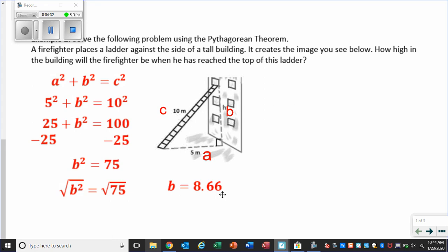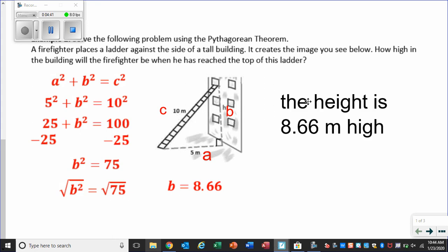So to answer the question, how high in the building will the firefighter be when he reaches the top of the building? I should have written, he will be 8.66 meters high, or the height is 8.66 meters high. So we know that's what answers the question asked, and I used the units that they provided.